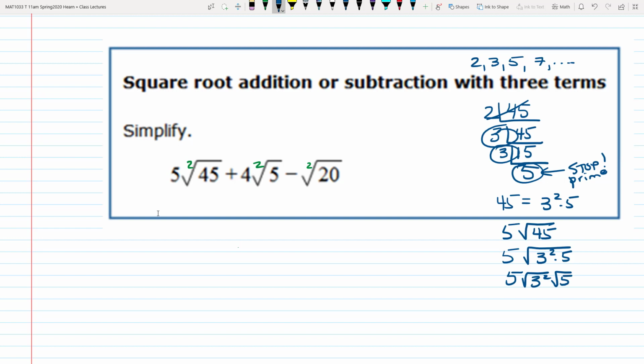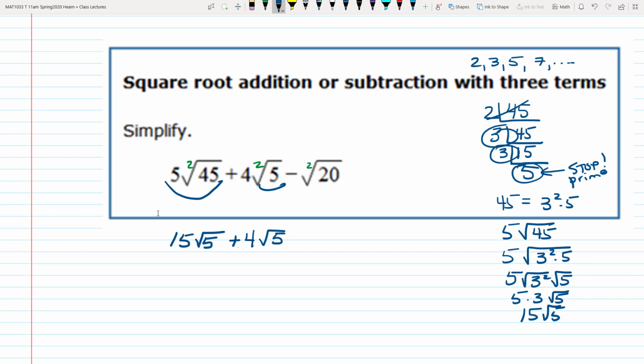Square root of 3 squared is just 3, so we have 5 times 3 times the square root of 5, or 15 root 5. So instead of writing 5 square root of 45, we're going to write it in its simplified form, 15 root 5. Plus, now this one, you can't simplify square root of 5 any further. That's a prime number, so that's just going to be 4 root 5.